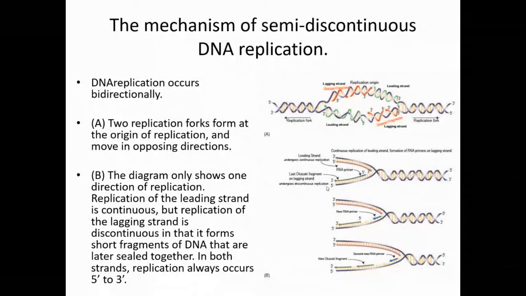And this is more detail about replication in both eukaryotic cells and prokaryotic cells. Once you open up the double strand and start replication, they have to go both ways. Even the bacterial cell goes both ways, even though it's a circular DNA. So they go in both directions.